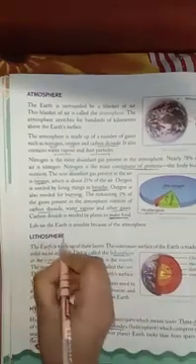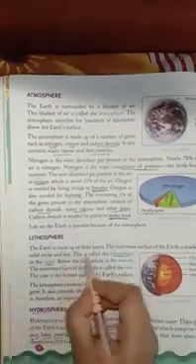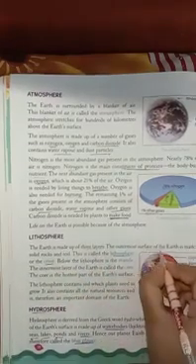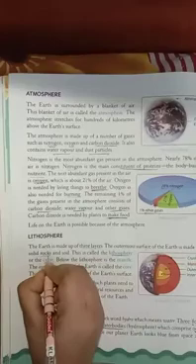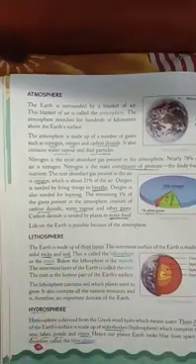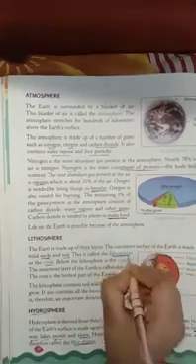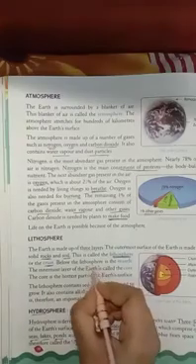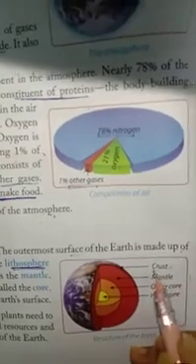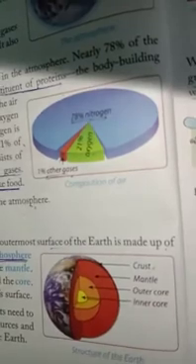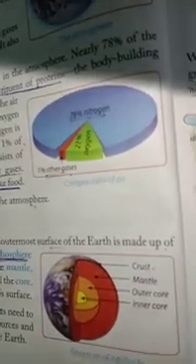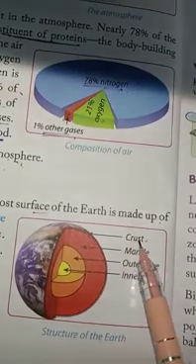Now we will learn about the next domain of the earth, which is known as lithosphere. The earth is made up of three layers. The outermost surface of the earth is made up of solid rock and soil. The rocks and the soil and the land which you see is actually known as the lithosphere or the crust. Now you can see in this figure, my dear children, this is the crust or the lithosphere.